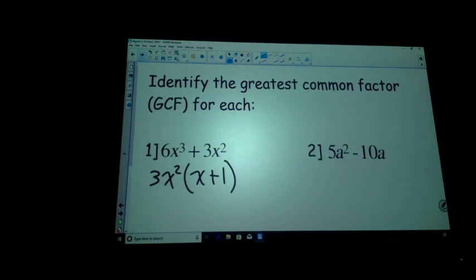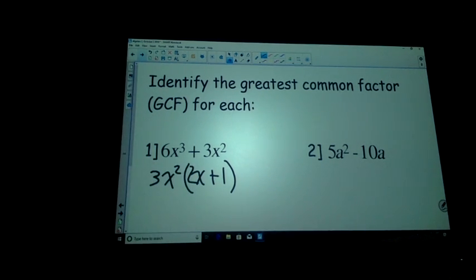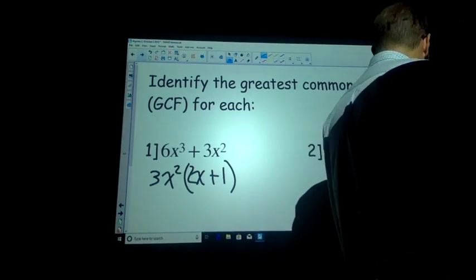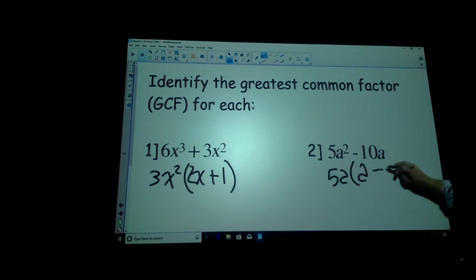Problem number 2, yeah? Because first time teaching this, so I forget to put stuff. There you go. So 3x squared plus, and then times 2x plus 1. If I go 3x squared times 2x, I get 6x to the third. If I go 3x squared times 1, I get 3x squared. Second problem, what can I factor out of both? 5 and an a. If I factor a 5a out, I'm left with an a minus a 2. Is that right? Did I do that correctly?